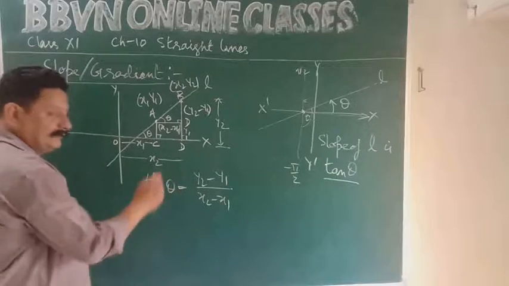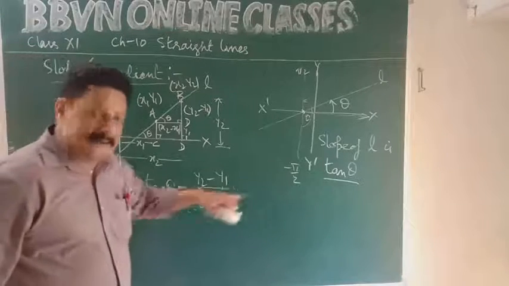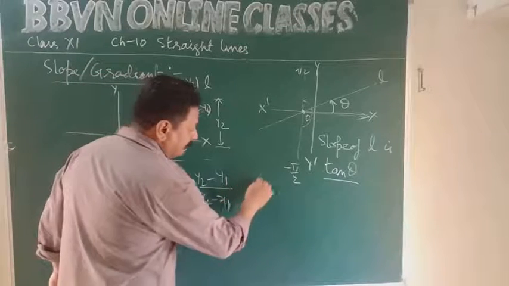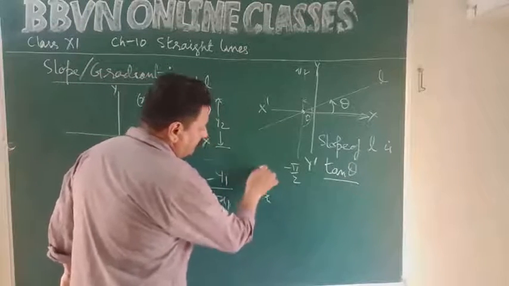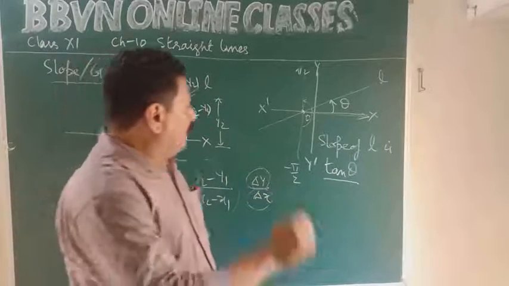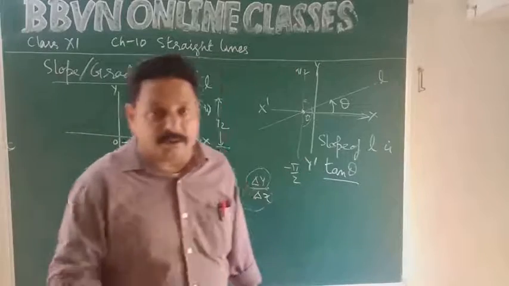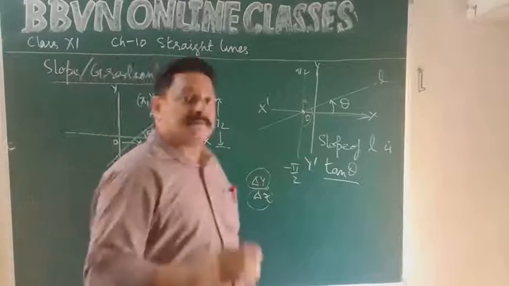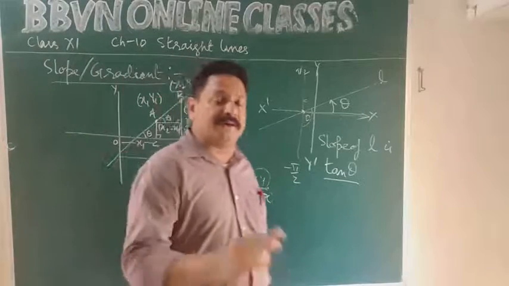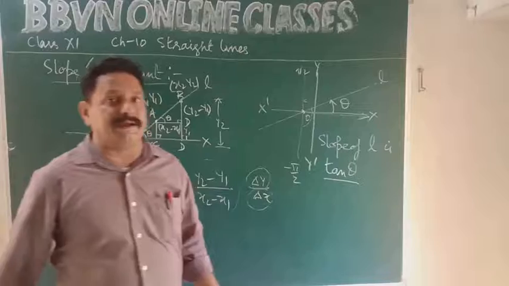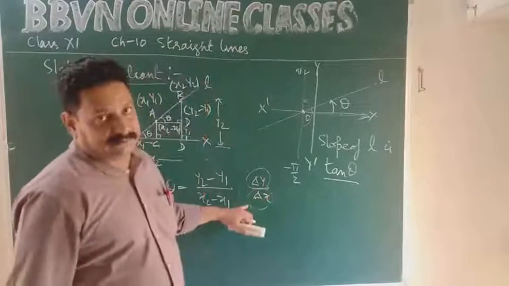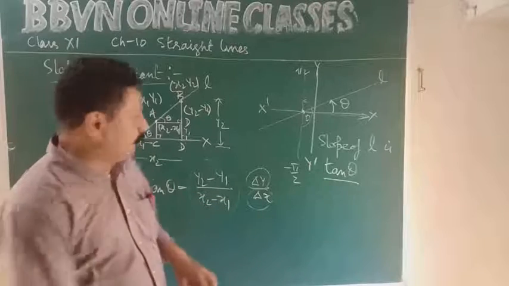And here we can say tan theta is equal to what? y2 minus y1 upon x2 minus x1, that is delta y upon delta x, change in ordinate upon change in abscissa. For any line, slope can also be said as the rate of change of ordinate with respect to abscissa. Change in y coordinate with respect to the change in x coordinate, delta y upon delta x. This will give you the slope.